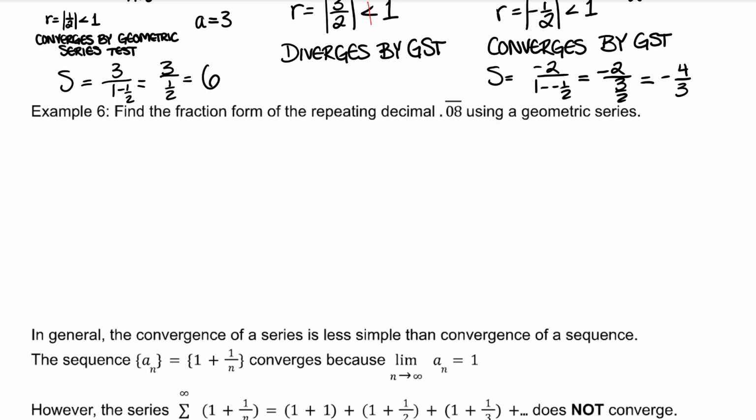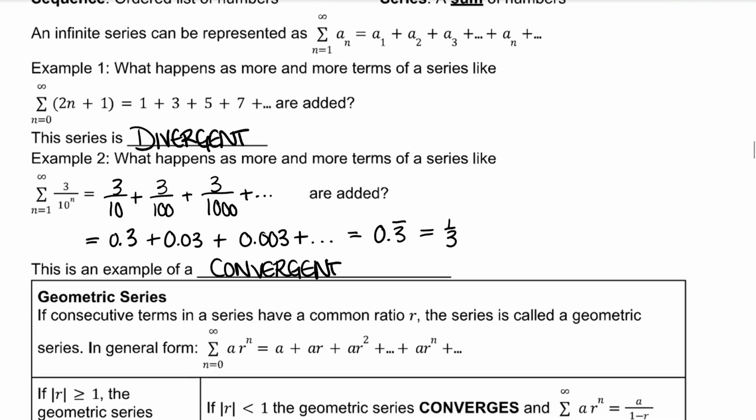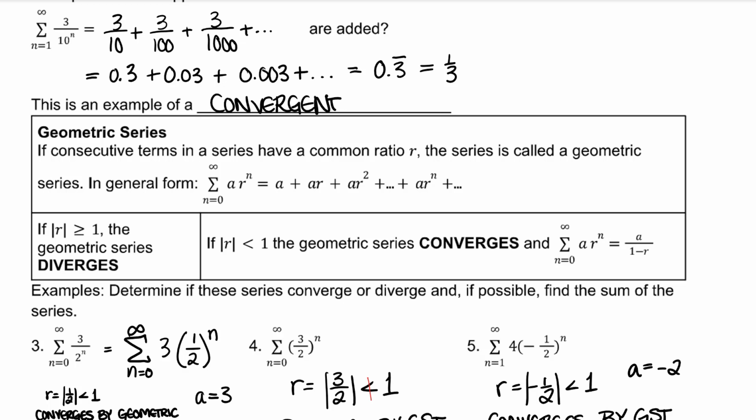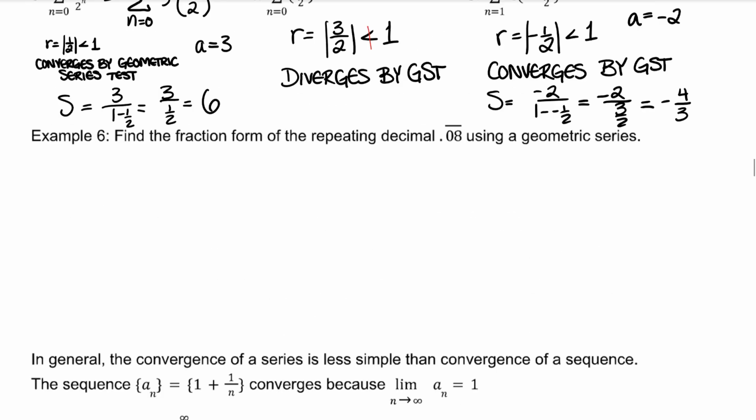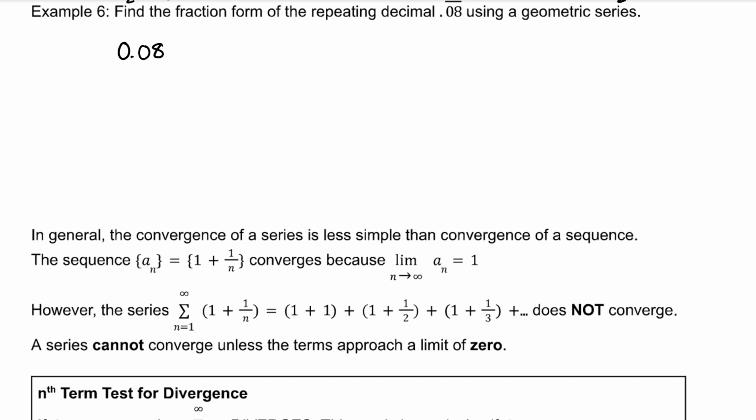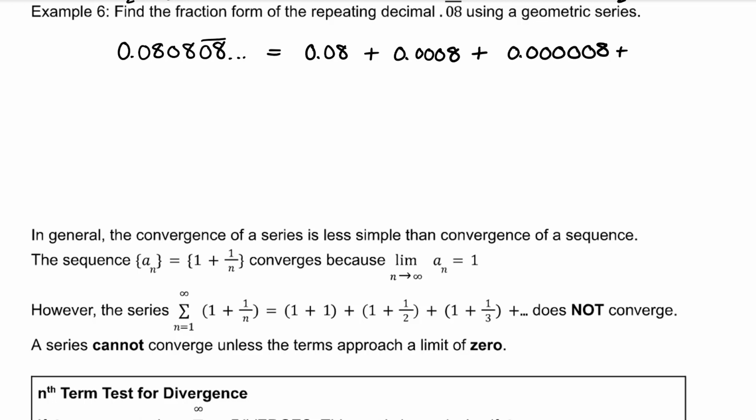Find the fraction form of the repeating decimal 0.08 using a geometric series. Remember in the very first example when we rewrote 3 over 10 as 0.3 and 3 over 100 as 0.03 and so on? We're going to do the same thing for this. 0.08 repeating is 0.08080808, continuing, obviously, repeating. So this could be rewritten as 0.08 plus 0.0008 plus 0.000008, and so on. To me, it's much easier to figure out the ratio when it's in fractional form, but you may be able to see it now.